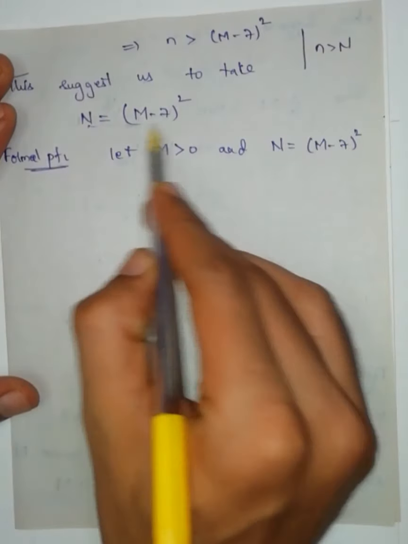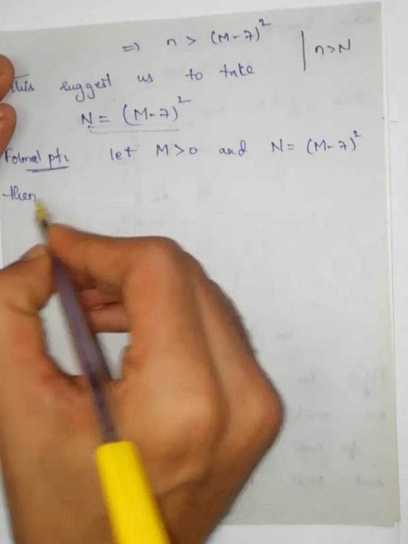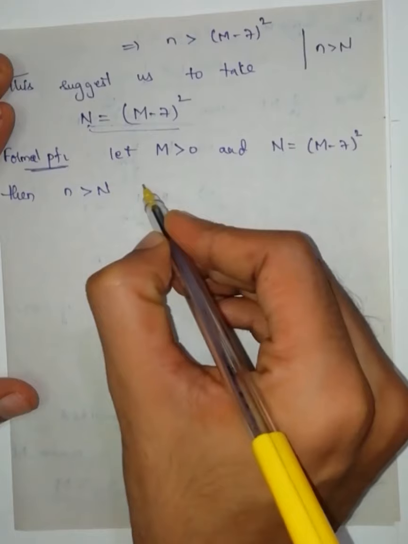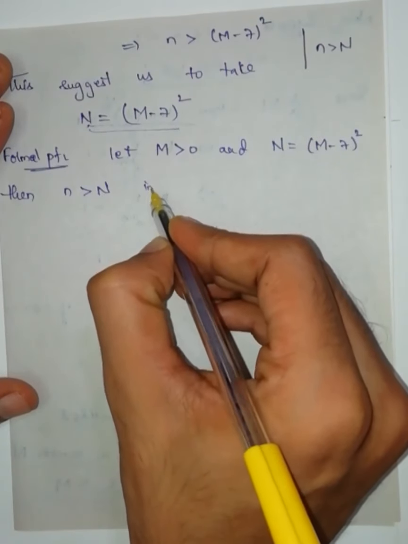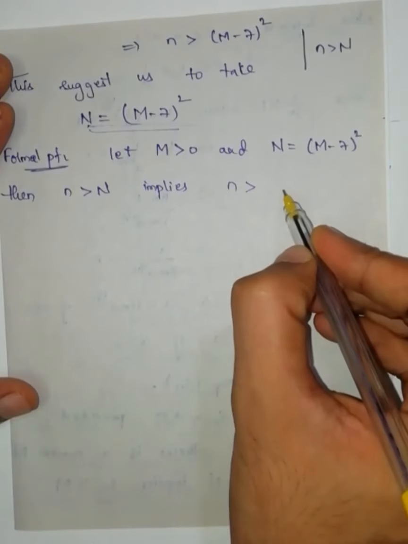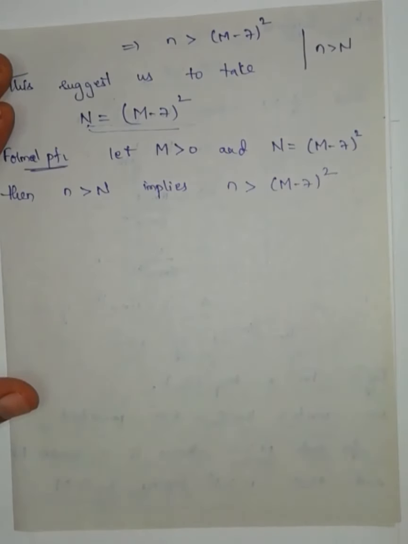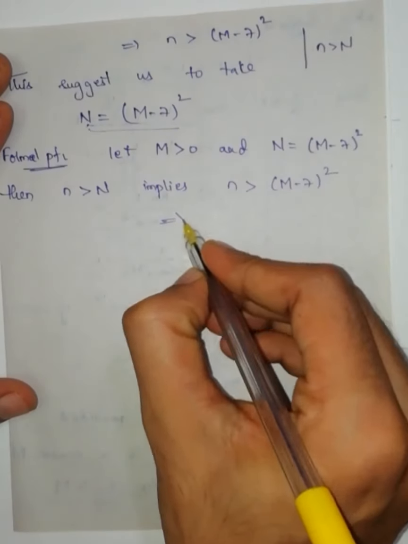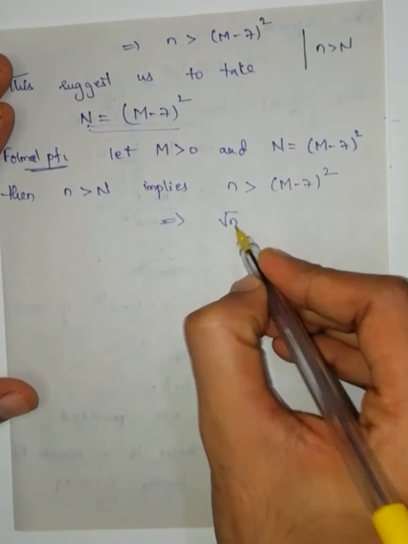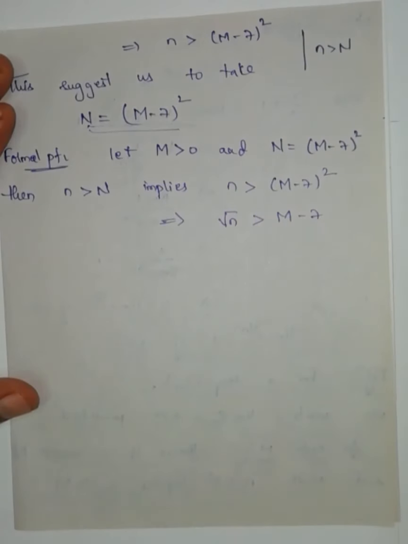So first we have discussed here, and I got this capital N. Now, small n greater than capital N implies small n greater than (capital M minus 7) whole square. Now taking under root on both sides, under root n is greater than capital M minus 7. Just I am doing the reciprocal process, from bottom to top of the discussion part.